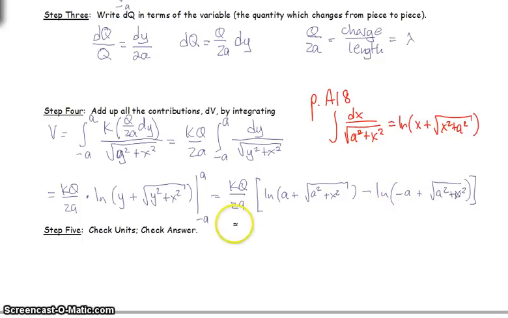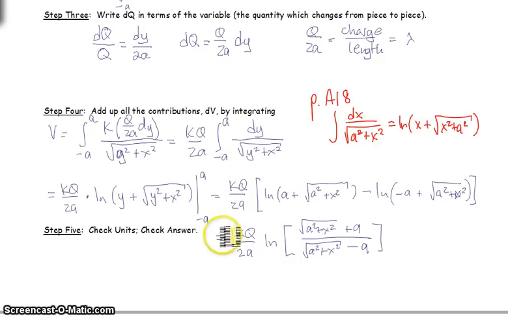And I can simplify this a little bit just to make it look nicer, but basically I'm done. kq over 2a times the natural log of the quantity. This is log of a minus log of b, which is log of a over b. So the numerator is, I'm just going to switch these so it looks pretty, the square root of a squared plus x squared plus a, divided by, now it's minus a, the square root of a squared plus x squared minus a. And that is our answer. So I will highlight it.